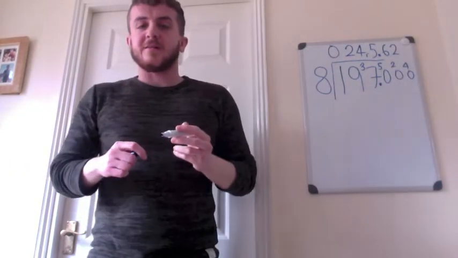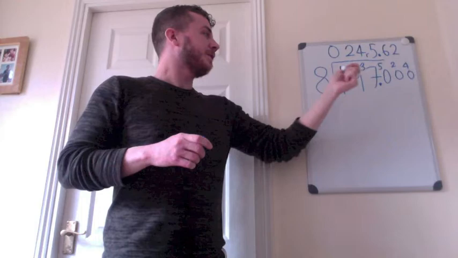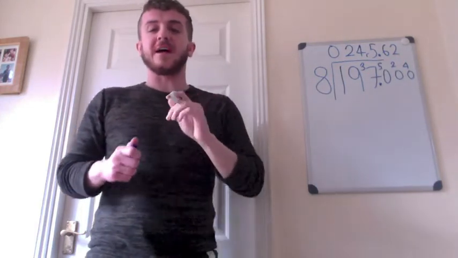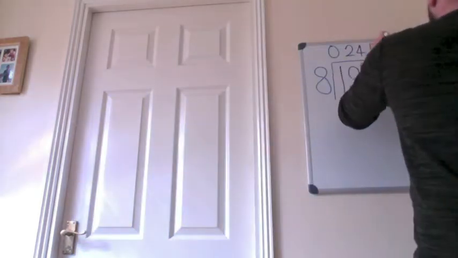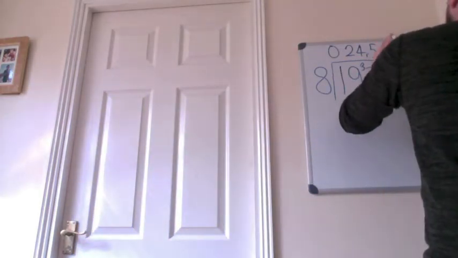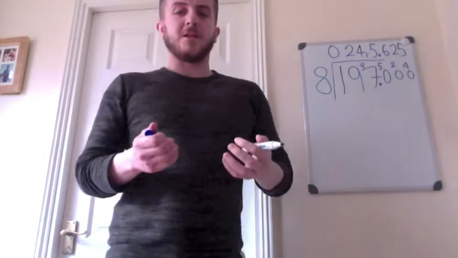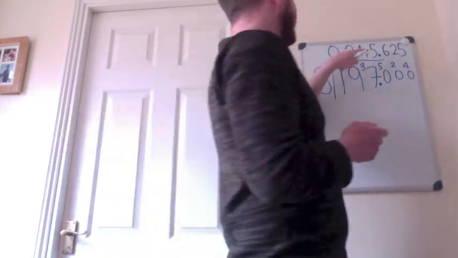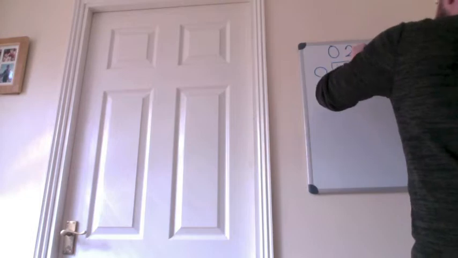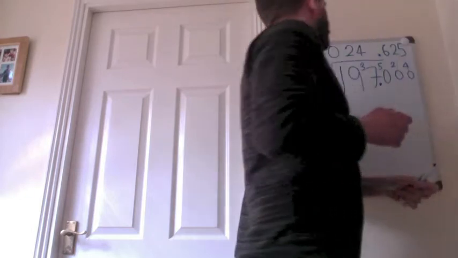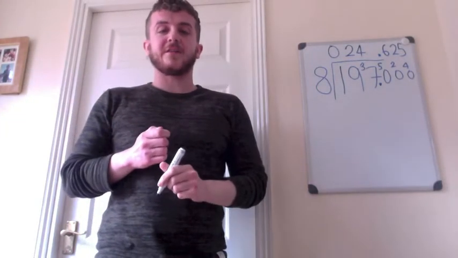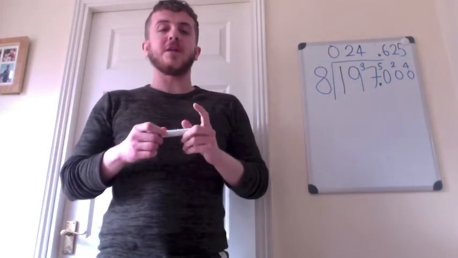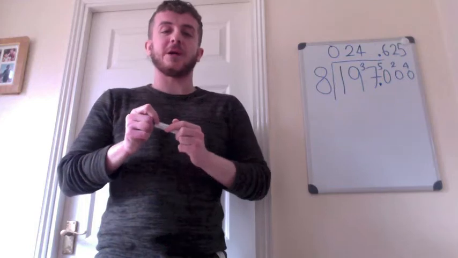Oh, I'm noticing something here now. How many 8s go into 40? Nice and easy. 5. No remainders now. So my final answer, get rid of the remainder, 24.625. Brilliant.